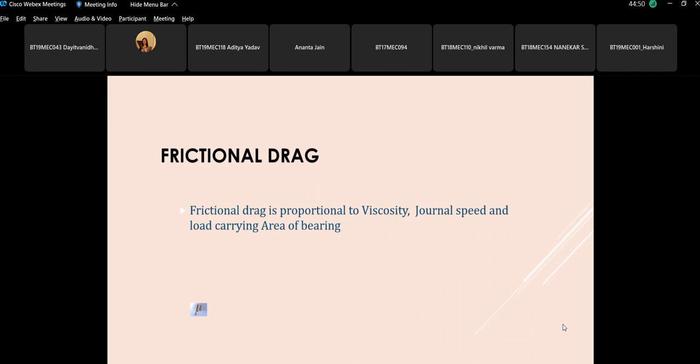Now when the oil is continuously moving and there is friction between the rotating parts, there is a frictional drag, and this frictional drag comes into picture because of the viscosity of the oil, because the journal is rotating at a certain speed, and there is a heavy load on the shaft which is taken care of by the area of the bearing. So the area of the bearing is the length of the bearing multiplied by its diameter.